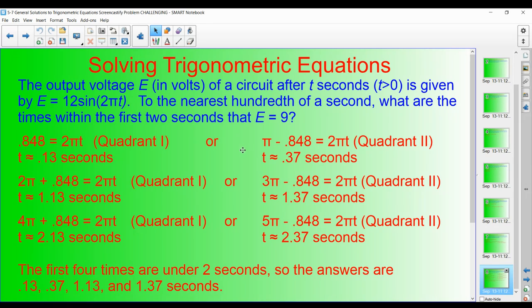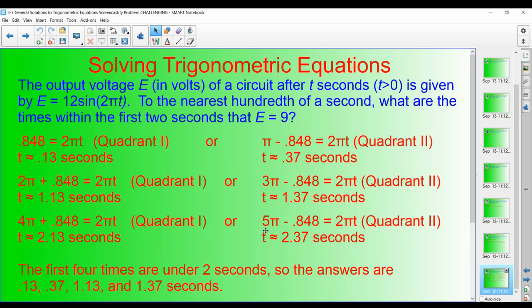Now I can add 2 pi as many times as I want. I took 0.848 and added 2 pi to do one full spin, and I'm still at the same sine value. Or I can spin twice. Two full revolutions is 4 pi. Same thing with the quadrant 2 angles. I can add 2 pi to spin once, and I can add 2 pi to spin a second time.